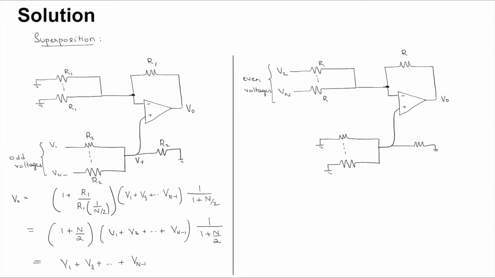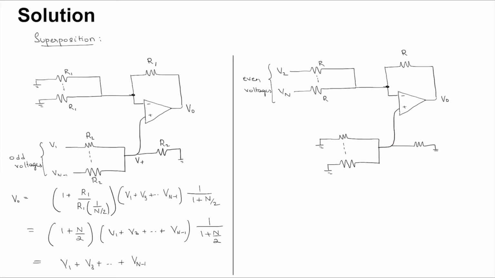Now for the even voltages, you will find that V plus is 0 volt. Why? Because the current into the op-amp is 0. So if there is any non-zero voltage V over here, that would cause currents to flow out through all these resistors, which must mean that the current is sourced through the op-amp. So the only way that no current flows out through all these resistors is that it's 0 volt here.